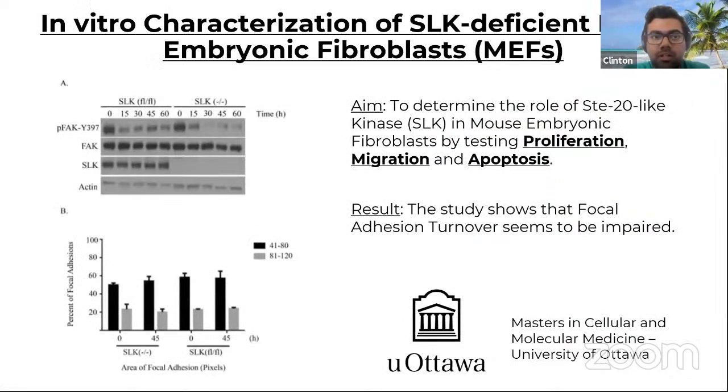So these are just some results. If you're used to wet lab techniques, you might be familiar with Western blots and focal adhesion assays. So the aim was to find out the role of SLK, or ST20-like kinase, in mouse embryonic fibroblasts by testing common cancer processes such as proliferation, migration, and apoptosis. And finally, the result was that we noticed that focal adhesion turnover seems to be impaired. So I studied this at the University of Ottawa, where I did my first master's.